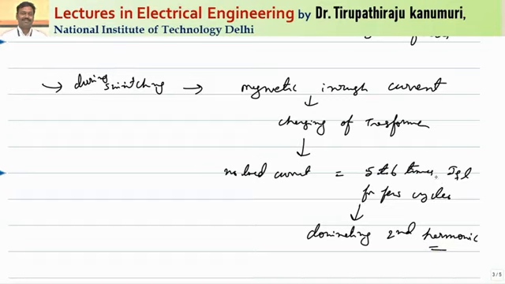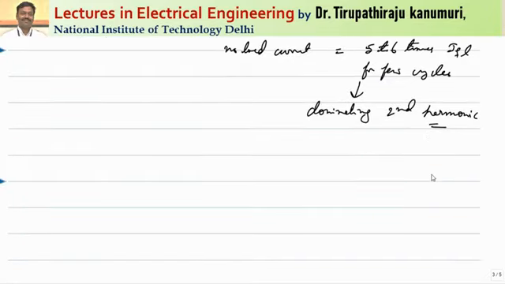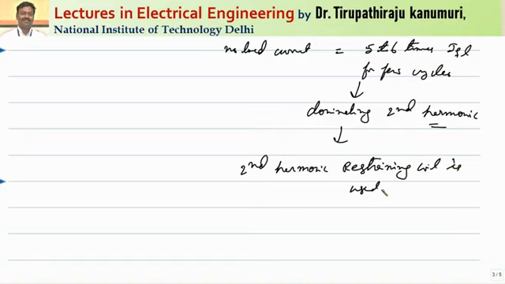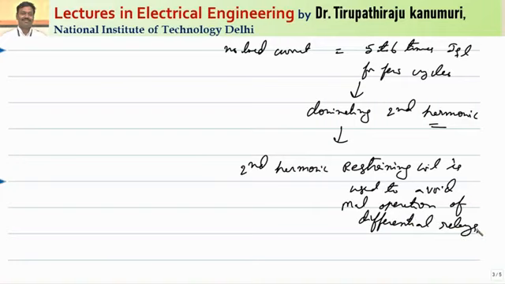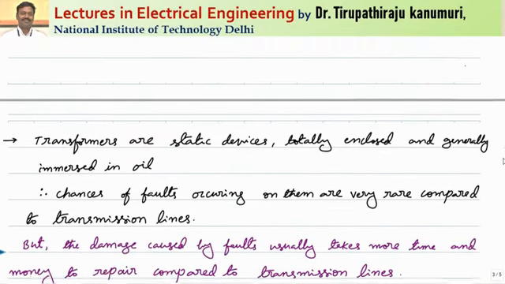In order to avoid operation during the magnetic inrush current, we have to provide a second harmonic restraining coil. The restraining coil is used to avoid maloperation of differential relays. So this thing also we are going to discuss. This problem mainly comes in the case of transformers. So now let us proceed further.